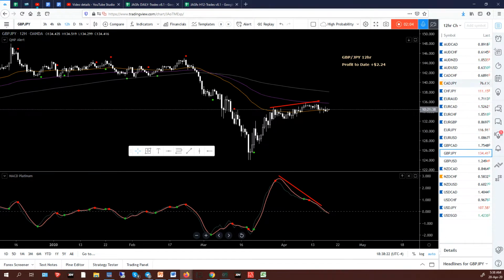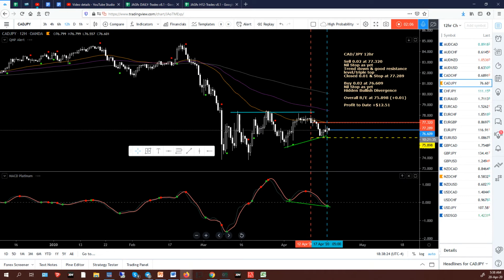And we'll go to the other simple one before we get into the absolute nightmare. CAD Japanese yen. Now I'm in a sell here, and as I said, sells are designated by a red line, so it's a sell there. Now you can just see it. You can read my notes here. The notes normally work from left to right on the trades. So I took a sell, nil stop, and wrote why I took the trade basically.